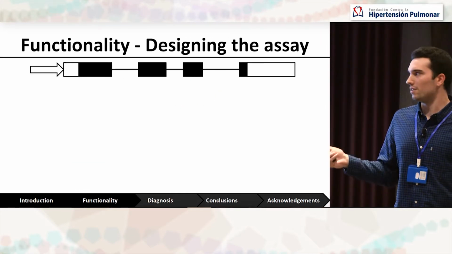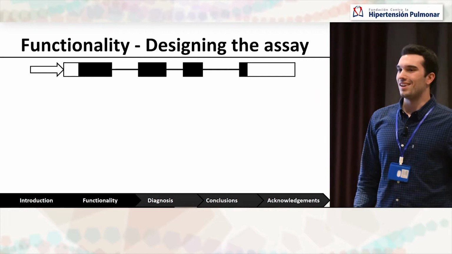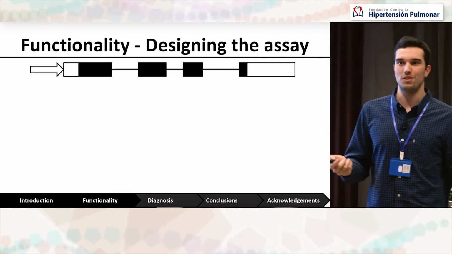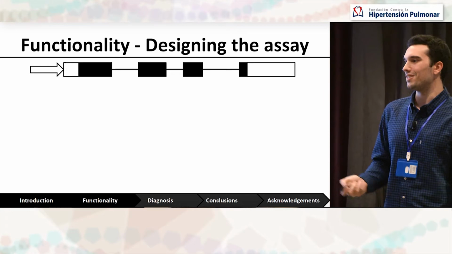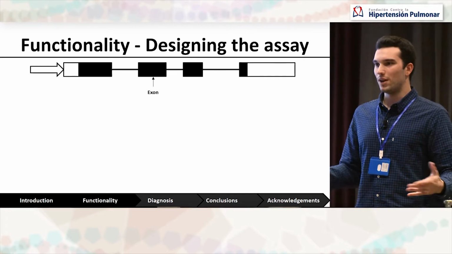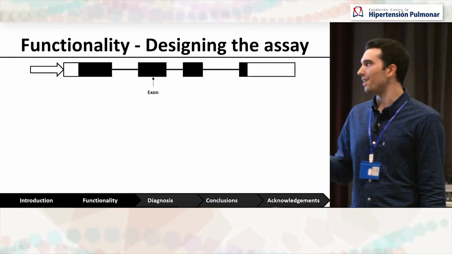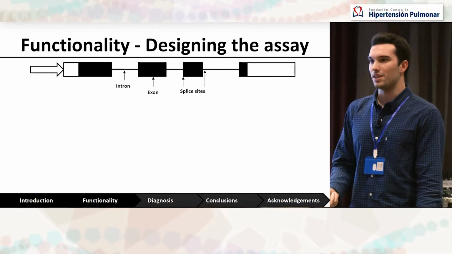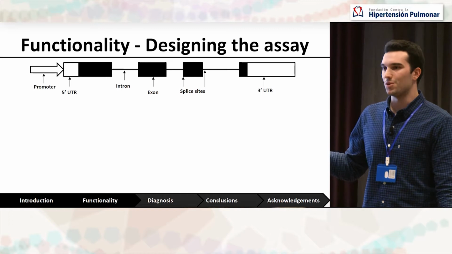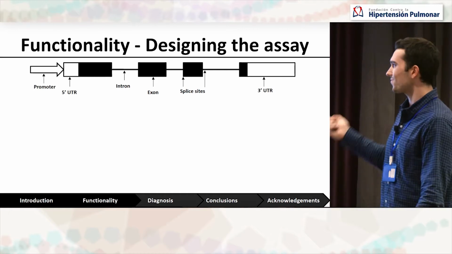If you think of a gene, like this scheme here, and I ask you about mutations, most of you will tell me, of course, exonic, they are the disease-causing ones. But there are plenty more places where a mutation can happen, and all of them are interesting, like introns, splice sites, and my personal favorite, promoter regions and UTRs.